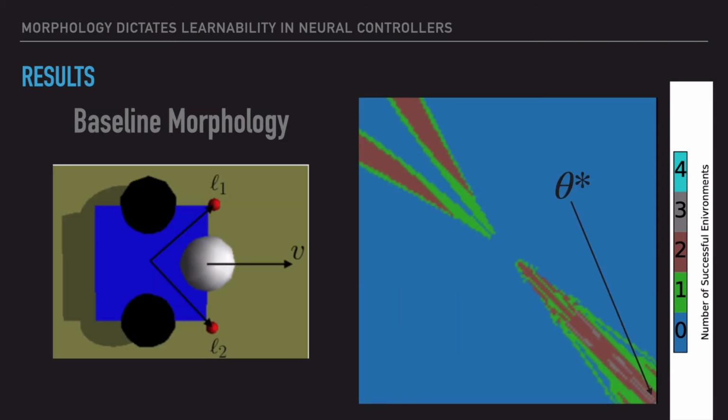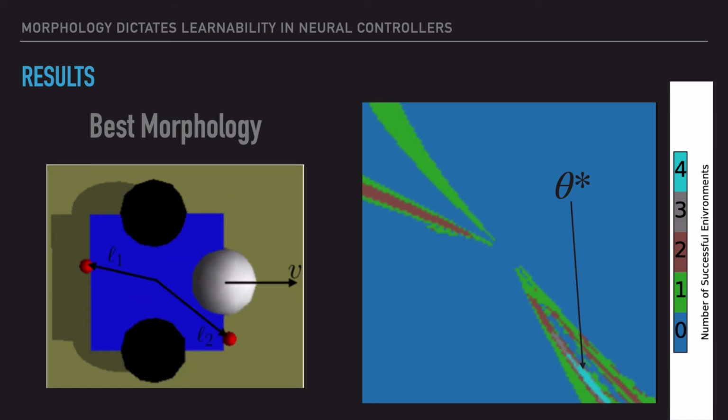We can show these results again for the baseline morphology with the physics simulation. Here it is hard to find the cyan space, or the optimal parameter space, but there is exactly one cyan dot in the very bottom right-hand corner. In other words, there is only one set of parameters for this robot design which was able to solve all 4 environments. Just as in the mathematical model, the standard morphology scores very poorly on the metrics.